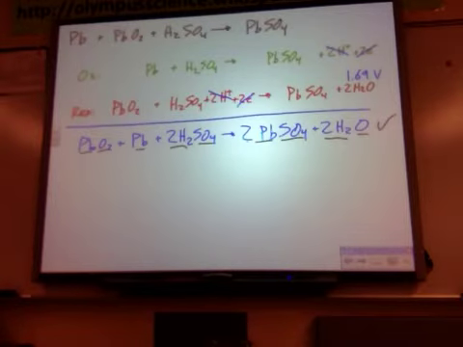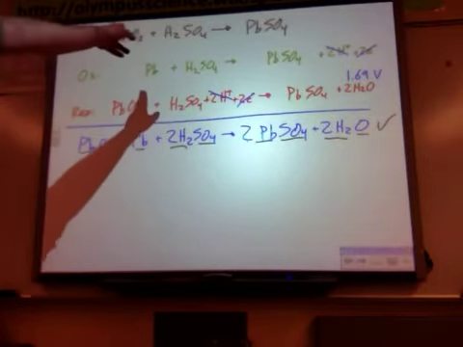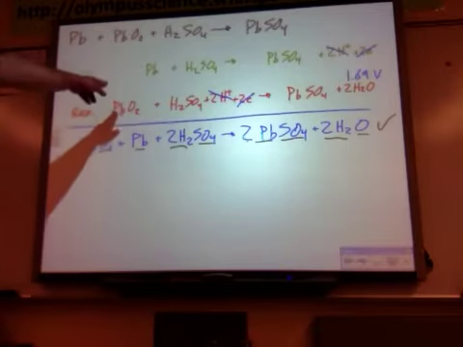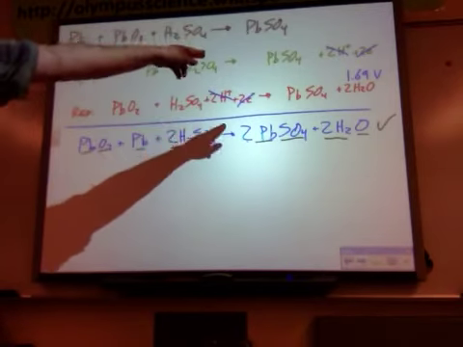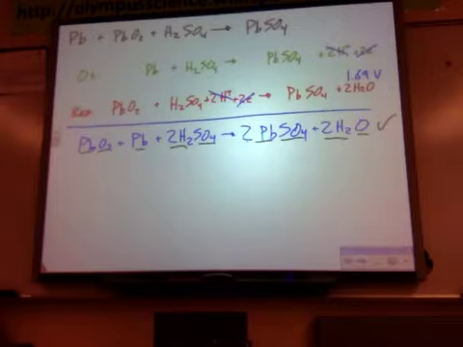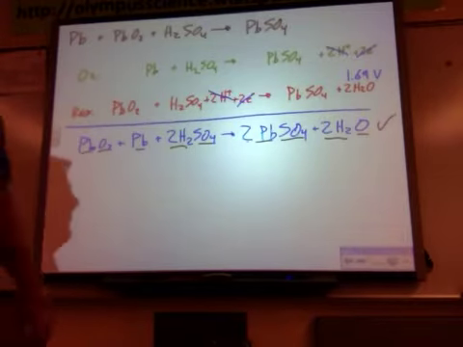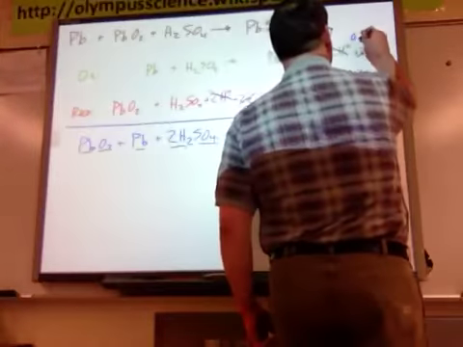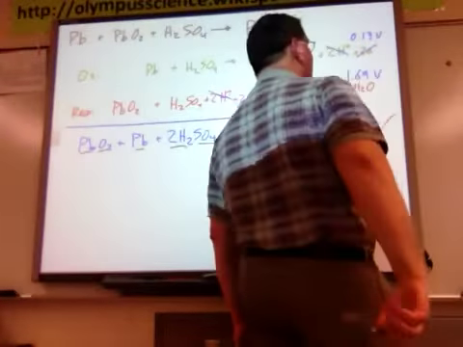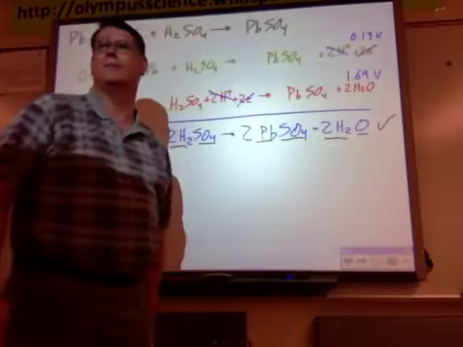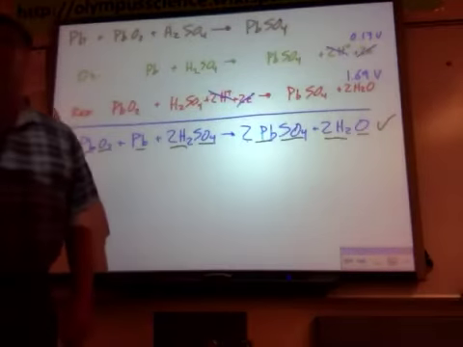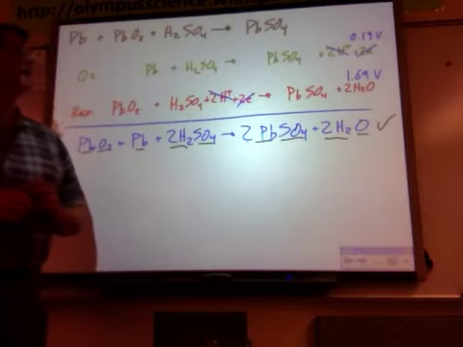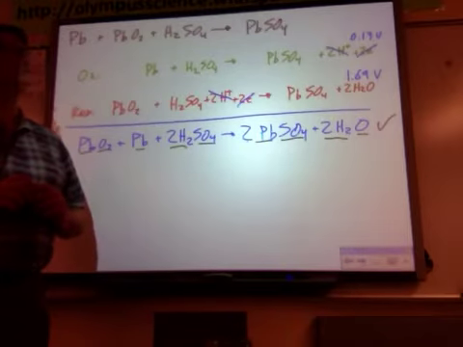basically involves converting elemental lead in the presence of an acid to lead 2+. Okay? And that produces 0.13 volts of energy. So we might ask the question, how much energy total does this thing produce?